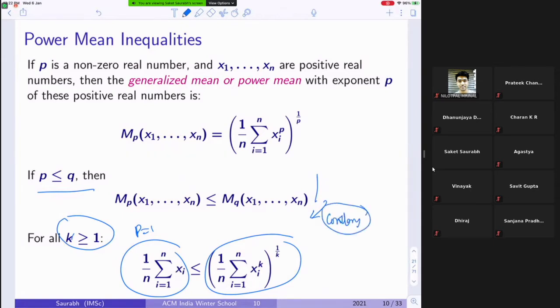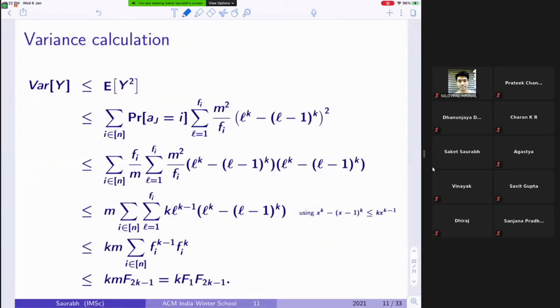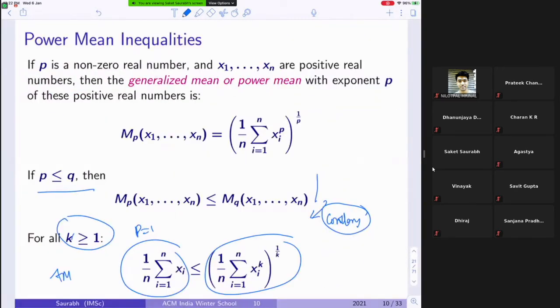What it tells us is that if you look at your arithmetic mean, the arithmetic mean is less than or equal to any power mean for k greater than or equal to 1. This is all that it says.